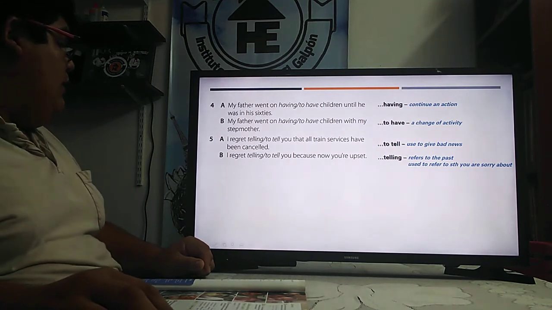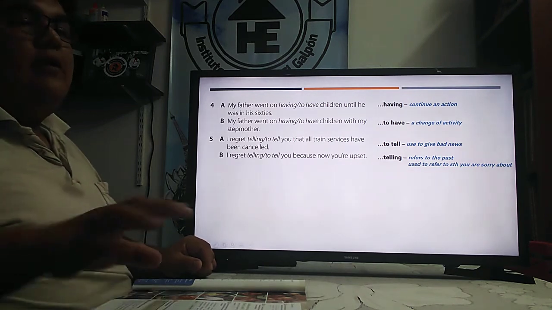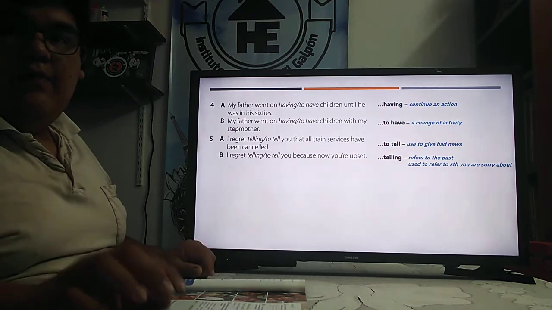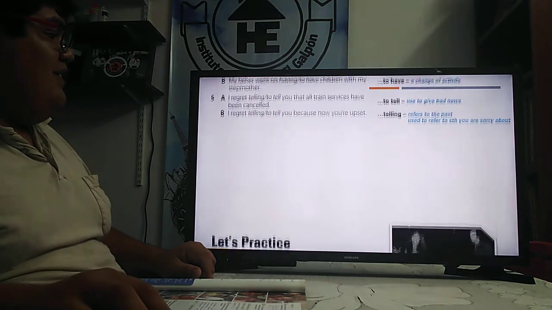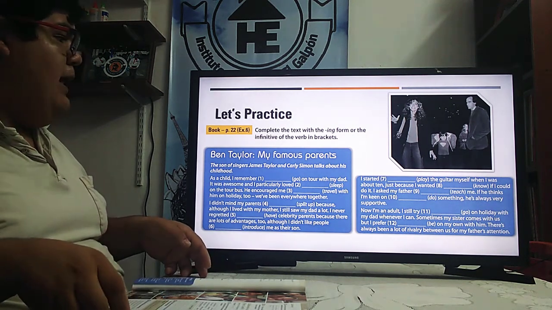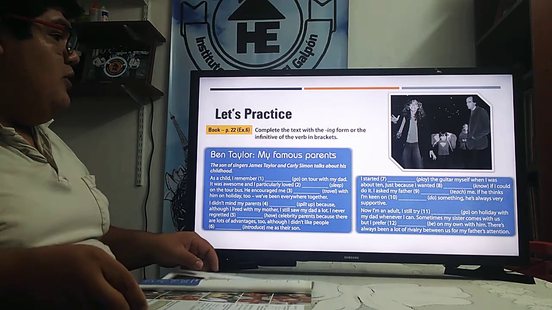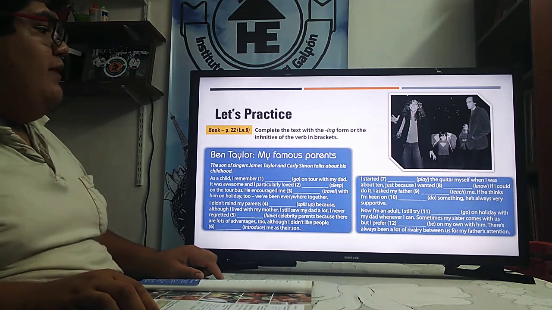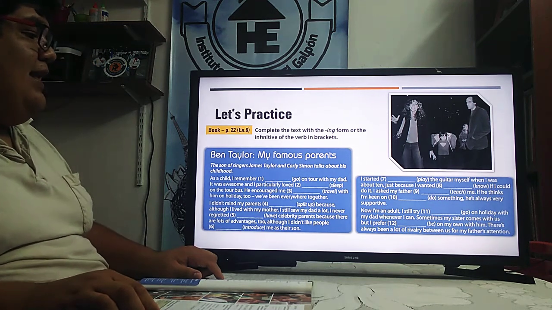Okay, I hope you understand it all and could finish with it all. So what comes next? Next we have some activities, yes, some practice. Let's practice. This is from the book, page 22, exercise 6. Complete the text with the ing form or the infinitive of the verb in brackets, okay?